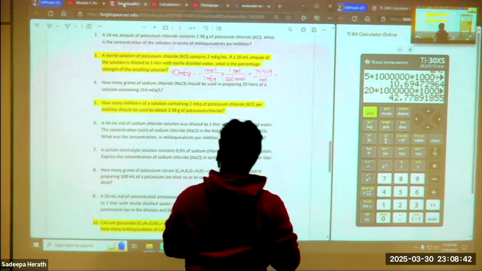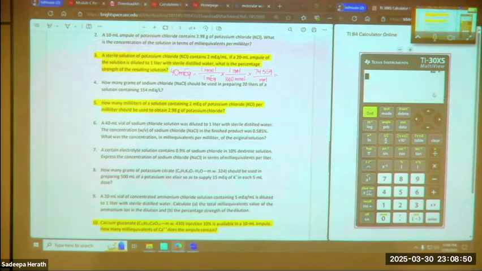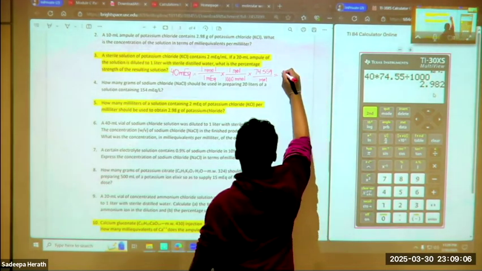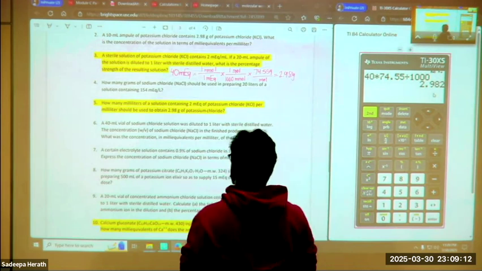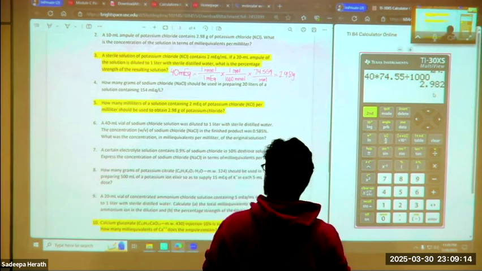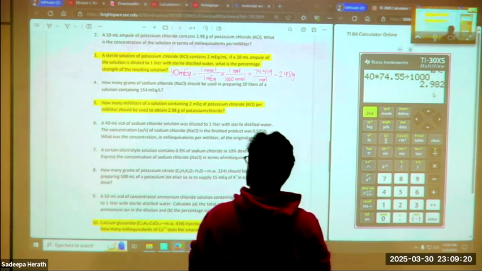Okay. So we're at grams now. All we had to do is calculate. Let's go ahead and do that. 40 times 74.55 divided by 1,000 is 2.982. Just write 2.98 for now, grams. So that's 2.98 grams per 1 liter of sterile distilled water.